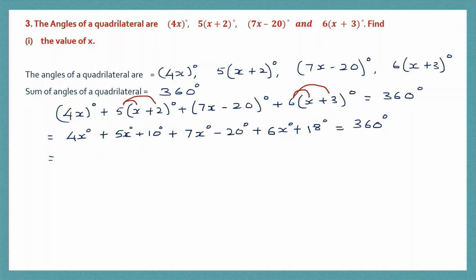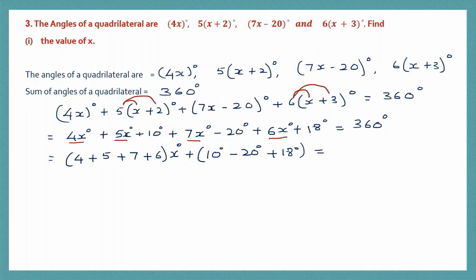Now let's take all the x together. So I have 4x, 5x, 7x and 6x. So I'm going to put only the numbers of these together. So that is (4 plus 5 plus 7 plus 6)x degrees. These are all x. Now let me take the whole numbers. So I have 10 degrees, then I have minus 20 degrees, and I have plus 18 degrees. So all this will add up to 360 degrees.